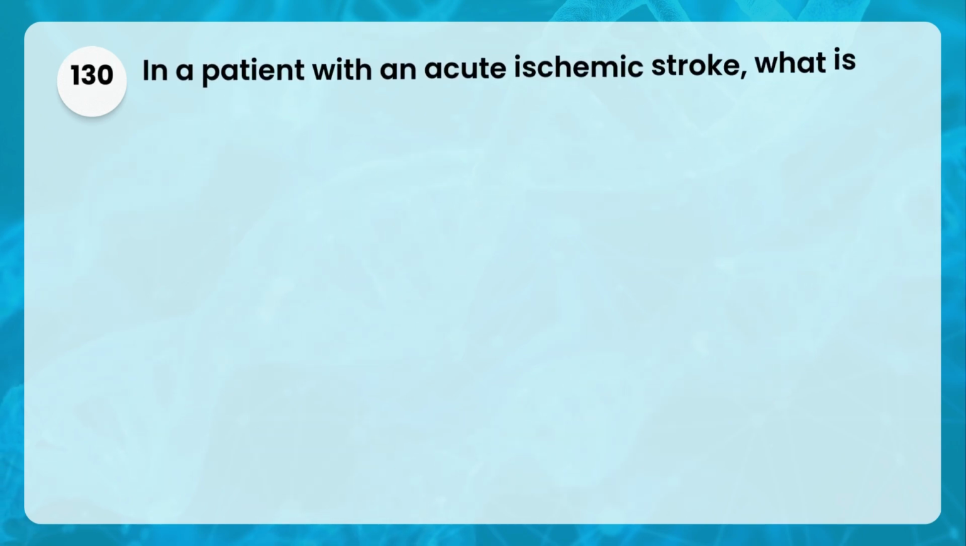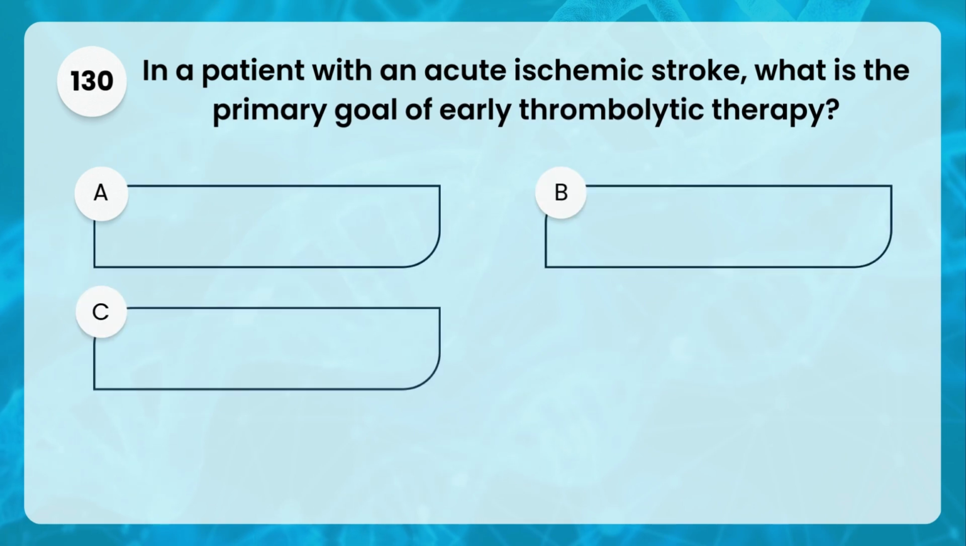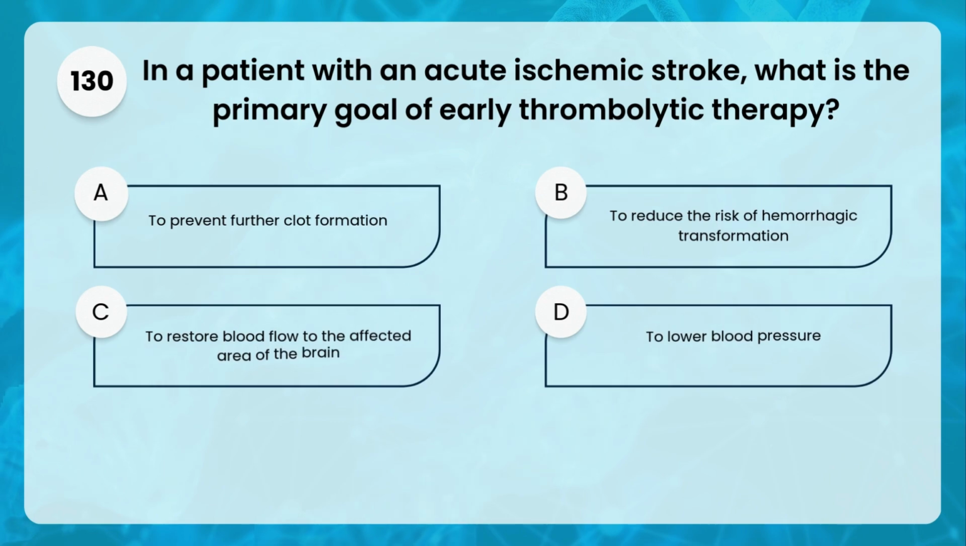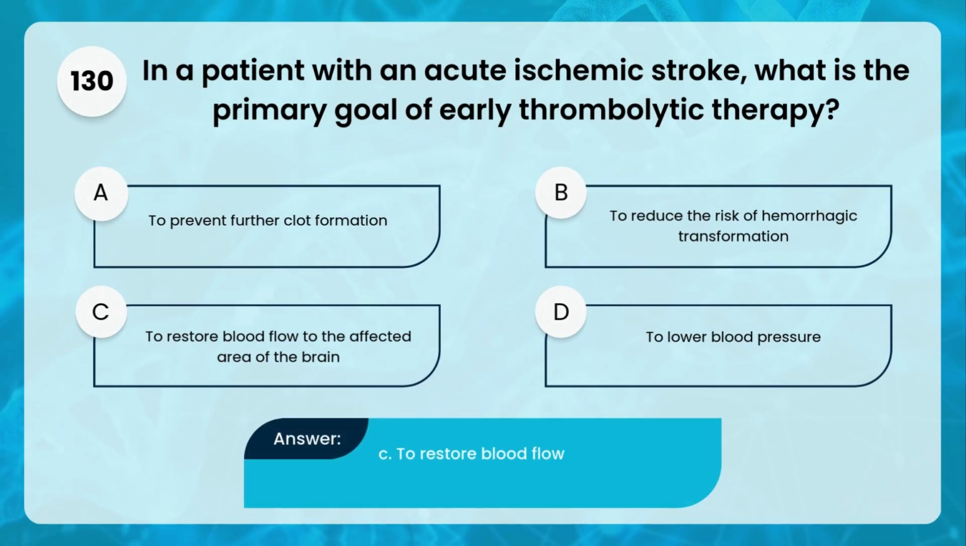Number 130. In a patient with an acute ischemic stroke, what is the primary goal of early thrombolytic therapy? A. To prevent further clot formation. B. To reduce the risk of hemorrhagic transformation. C. To restore blood flow to the affected area of the brain. Or D. To lower blood pressure. The answer is C. To restore blood flow to the affected area of the brain.